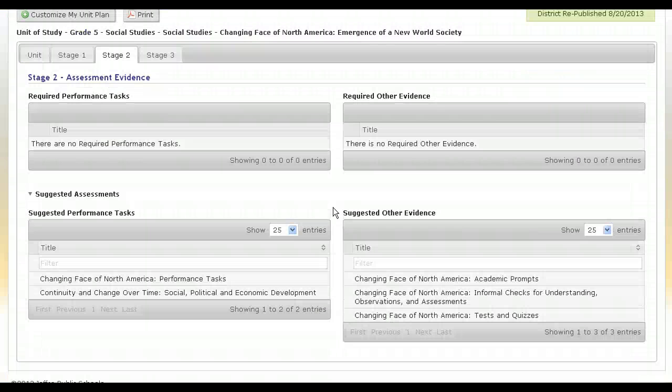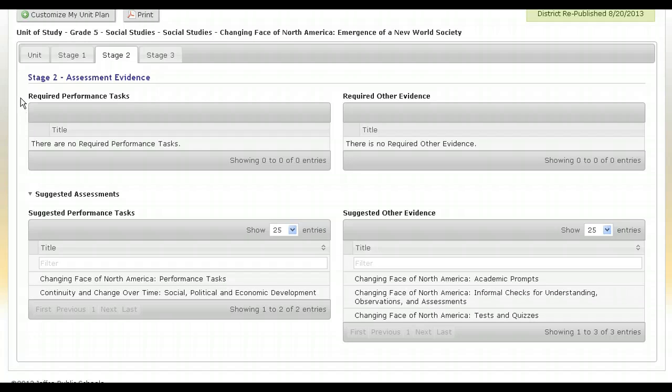If you scroll down on this page, you're going to see different assessment examples. Each of these links give you examples of different types of assessment. They are always suggestions. So at the top here, you're going to see some suggestions for academic prompts. Here you're going to see some suggestions for informal checks for understanding, observations, and here you're going to see examples of tests and quizzes. Over here on the left-hand side, you're going to see suggested performance tasks. Here is a list of performance tasks and even an example of one that you might use.